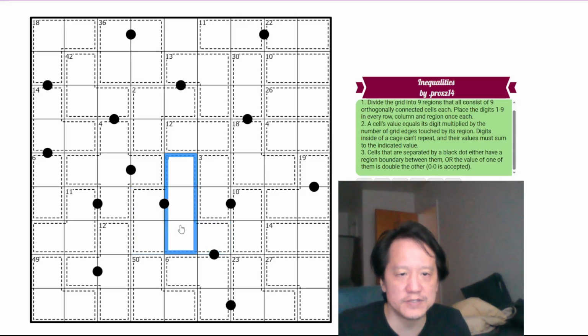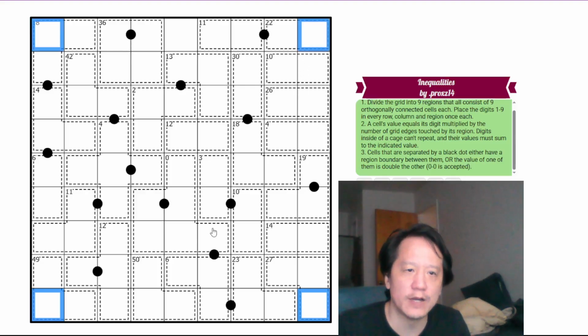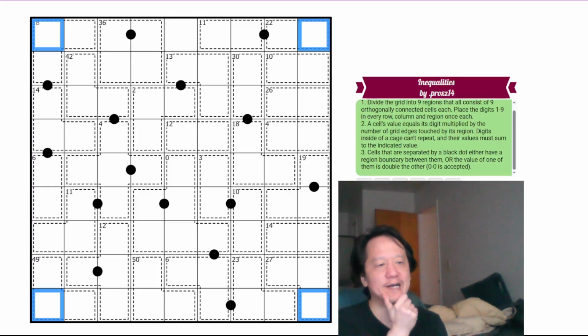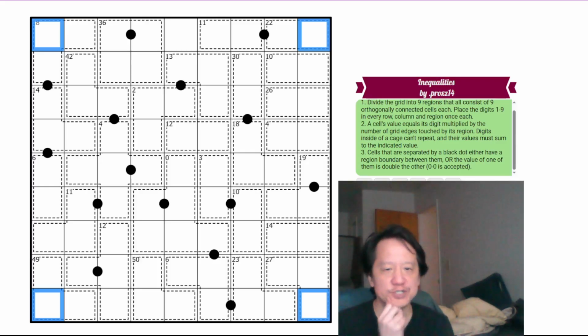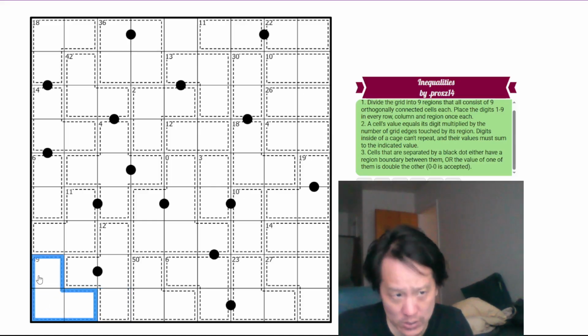So none of these cells here are in a region that touches a grid edge. Everything in the corners touches 2 edges, at least. So there are at least times 2 for every digit in a corner cell. We have 49 here.